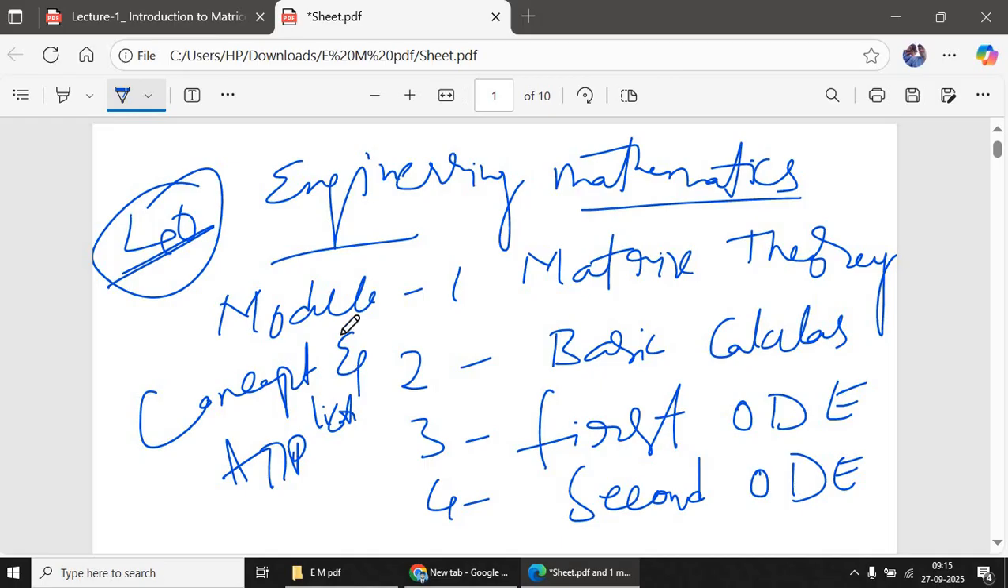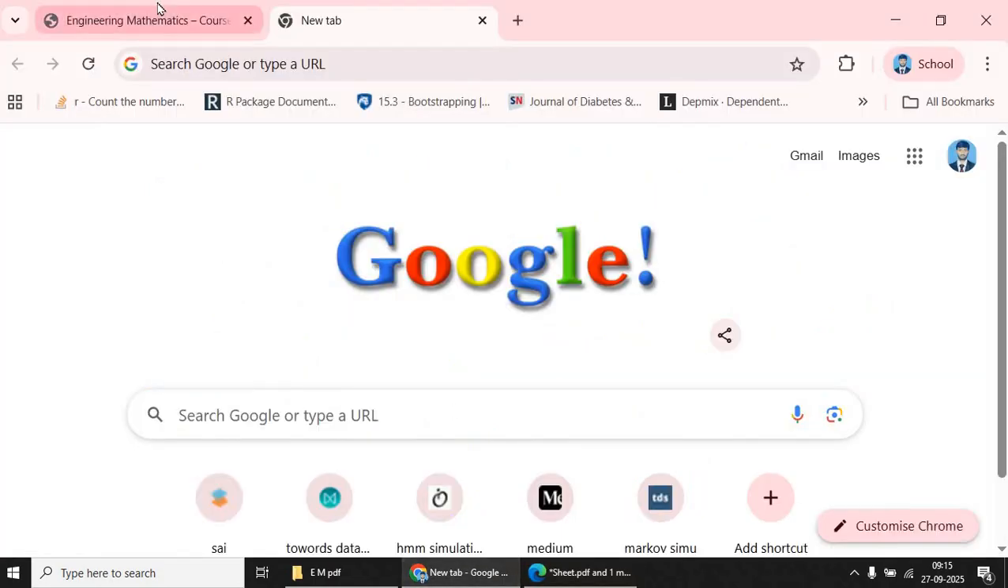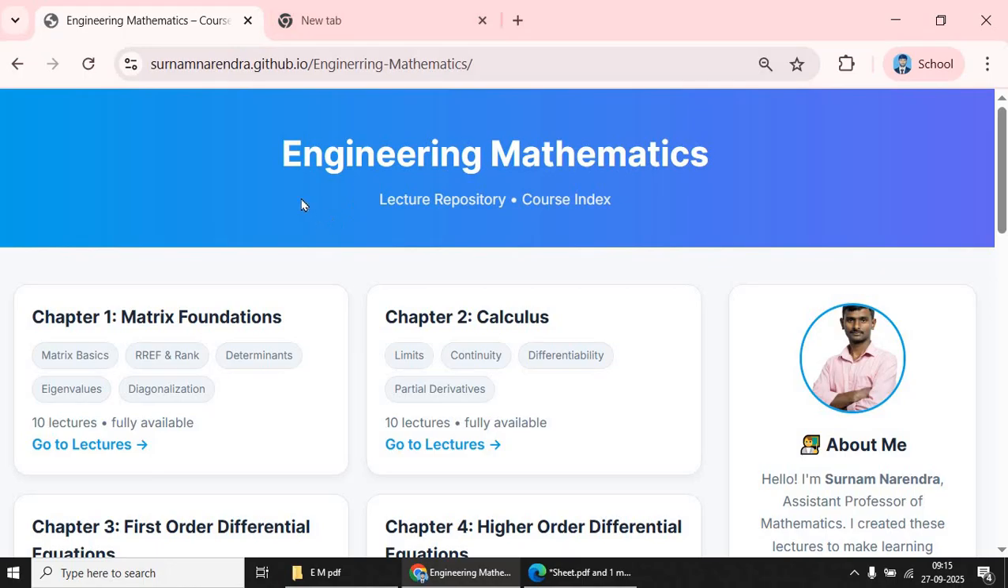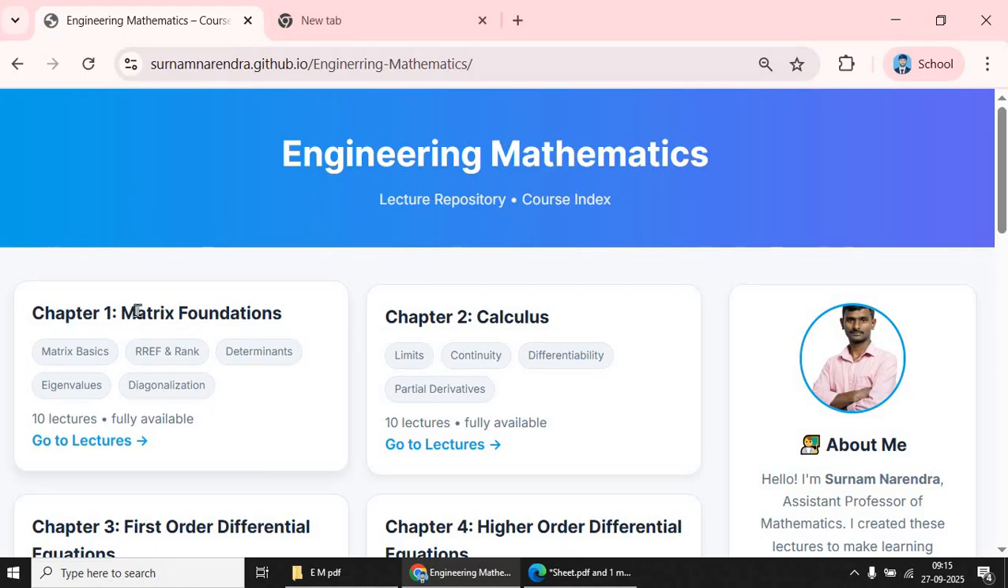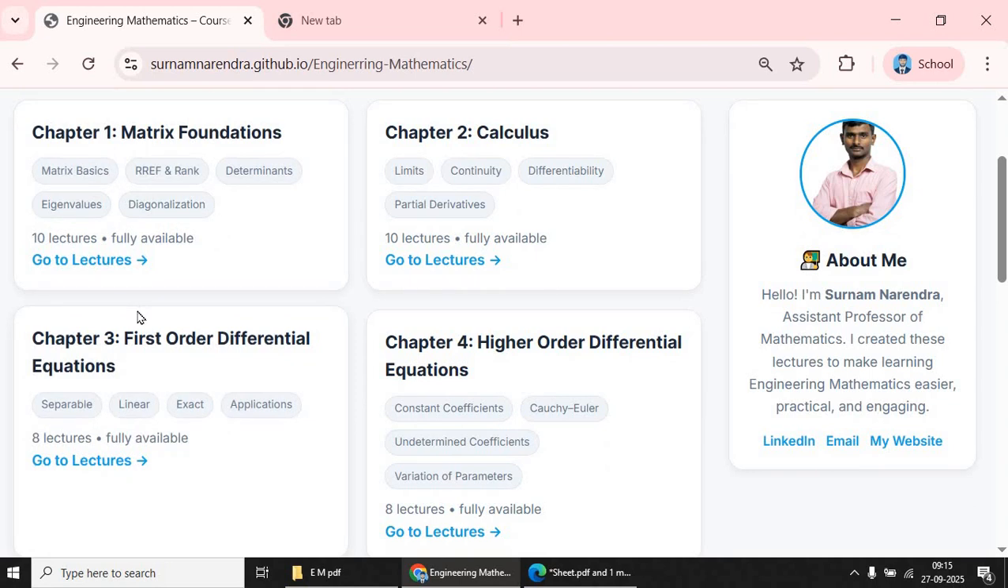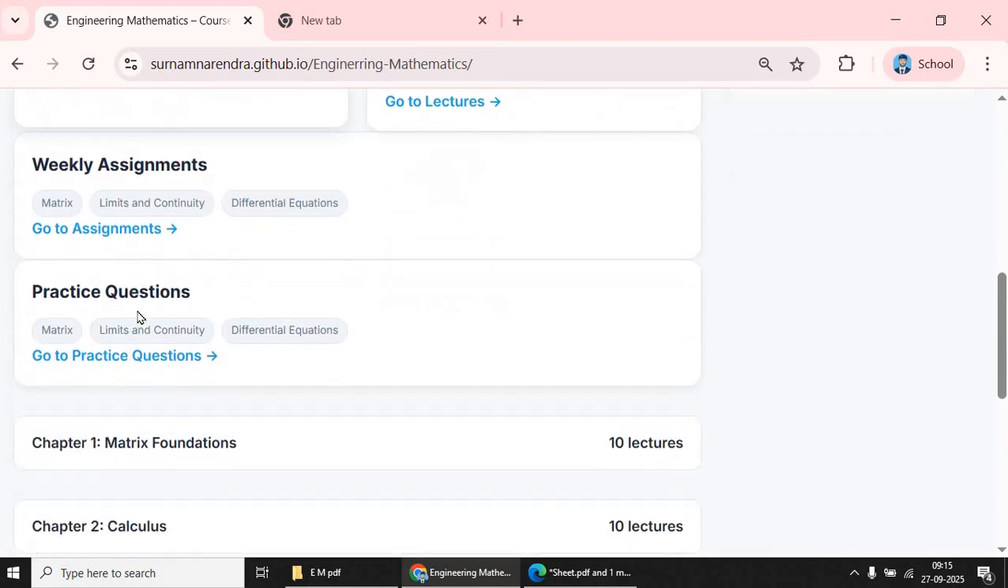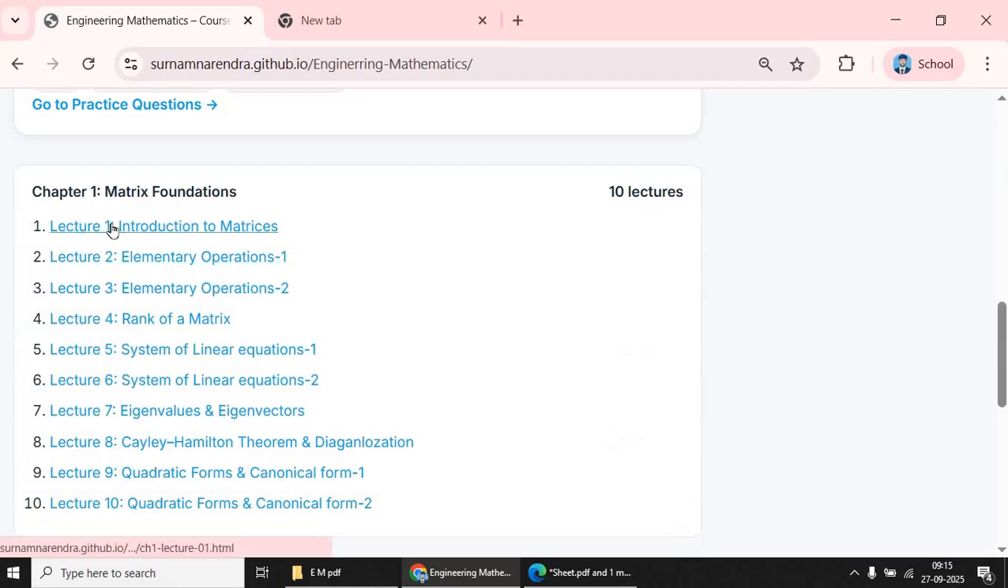Coming to the way of teaching, we have already designed a website for this engineering mathematics. I will share the link in the description. You can see there will be engineering mathematics, and if you go to the lectures chapter wise, there will be chapter 1, chapter 2, chapter 3, and chapter 4. If you go to the matrix foundation, in matrix we have subdivided into 10 lectures. Lecture 1 is about introduction to matrix, lectures 2 and 3 are about elementary operations, 4 is rank, 5 is system of linear equations, then eigenvalues, Cayley-Hamilton theorem, and quadratic forms and canonical forms.